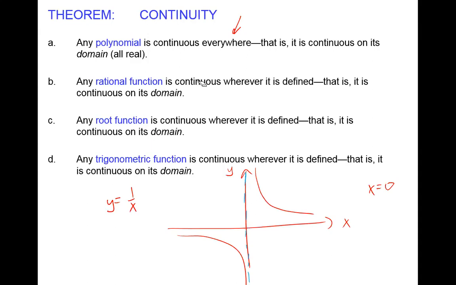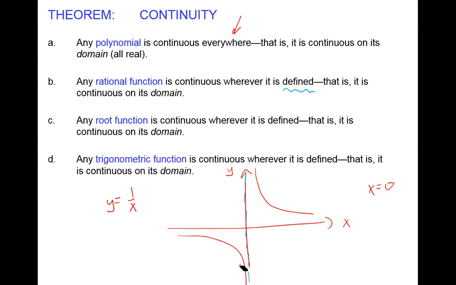The rational function is continuous wherever it is defined. That means, what does the mathematician want? They want us to look at these two curves as continuous curves, but we're not looking at the number that is not in the domain. That means 0 is not in the domain, as we can clearly see, and we're not even looking at that 0.